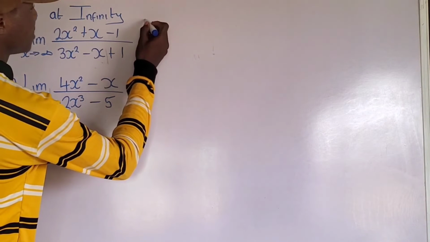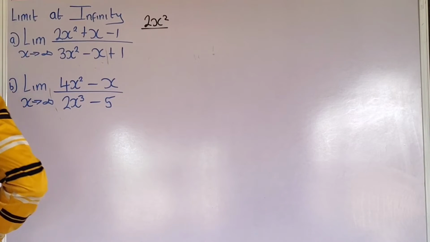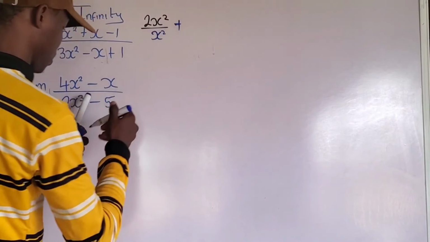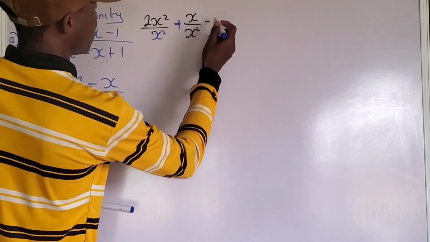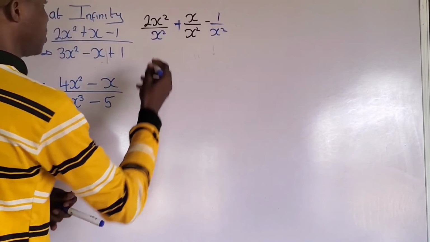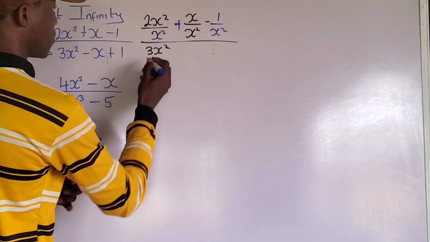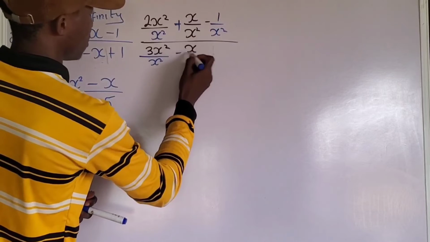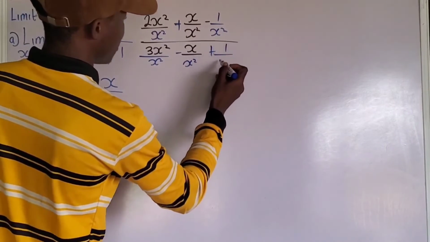So the function becomes like this: 2x squared all over x squared, plus x all over x squared, minus 1 all over x squared. Now put the division sign. This 3x squared all over x squared, minus x all over x squared, plus 1 all over x squared.